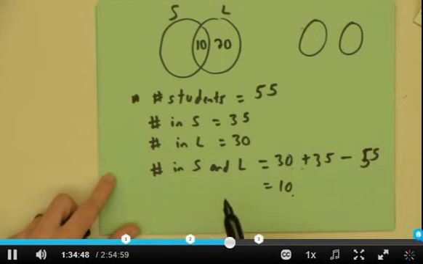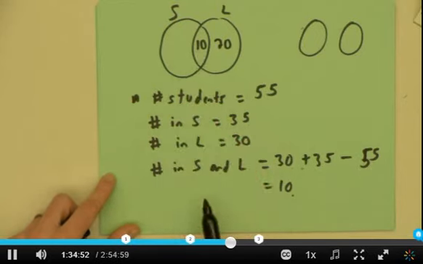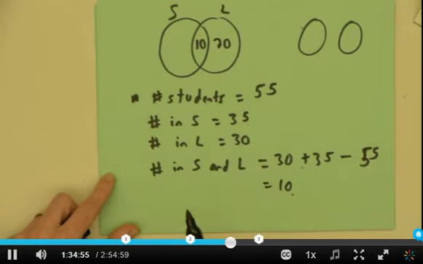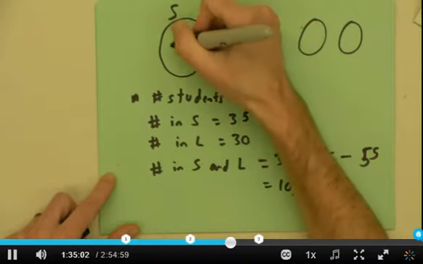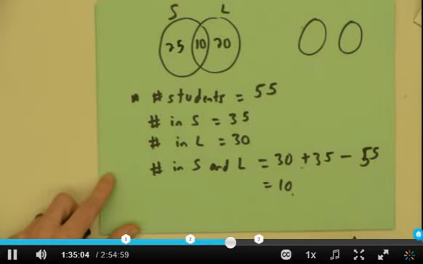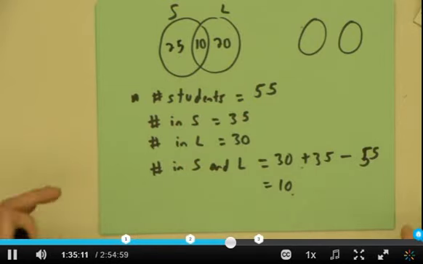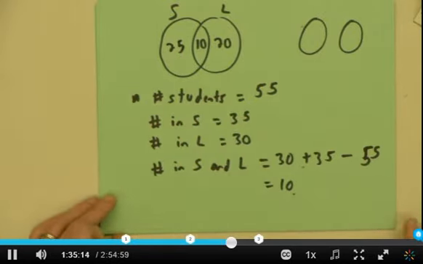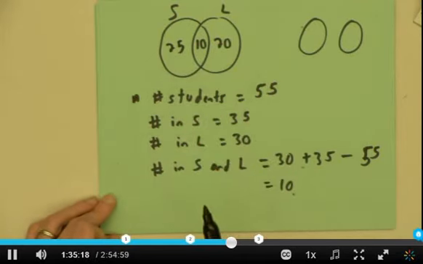Let's do the same thing for statistics. I've already counted for 10 of those students who are in both classes. And if there's 35 total, how many are in just statistics? Louder? 25, good. Okay. Now if I did it correctly, I should be able to add up these three pieces and get the total number of students across both groups. 25 plus 10 is 35, plus 20 is 55. That's the number of students I expected.